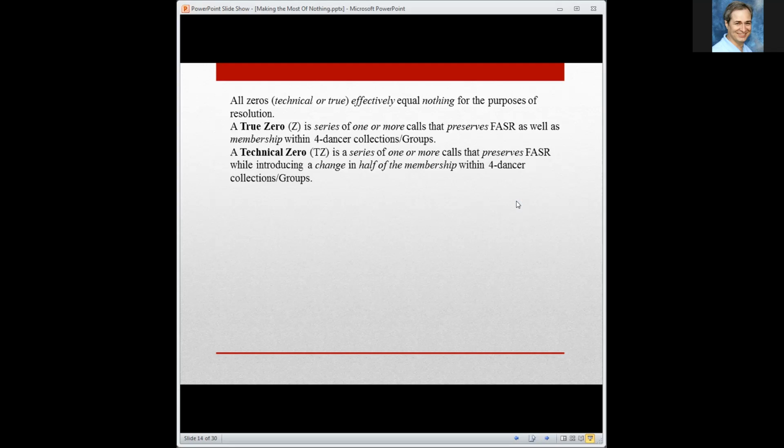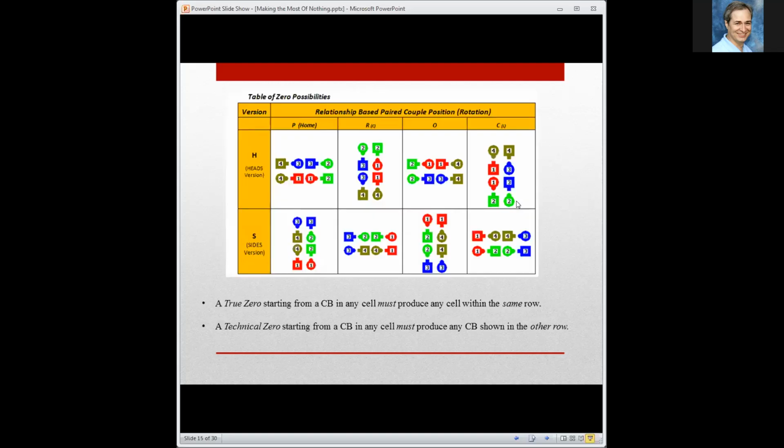And the people that leave are people such that you could reconstruct the same phaser. Okay, if you can't reconstruct the same phaser, then you did not create the technical zero effect. That's all it really is for technical zeros. And it's just as simple as that. You've got to make sure that the people that move are people that will allow you to recreate the phaser in the new location. So here's a table of zero possibilities.